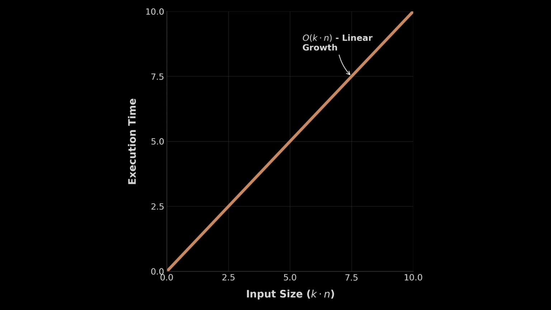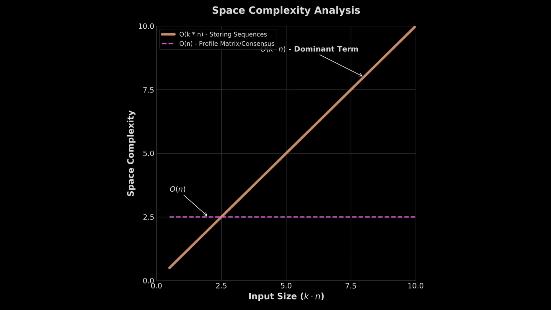Let's talk efficiency. Let k be the number of strings and n be the length of each string. Both parsing the input and populating the matrix take O(k times n) time. Building the consensus string takes O(n). Therefore, the overall complexity is O(k times n), which is linear relative to the input size. Space complexity. Storing the sequences takes O(k times n), while the profile matrix and consensus string take O(n). The dominant term is O(k times n).